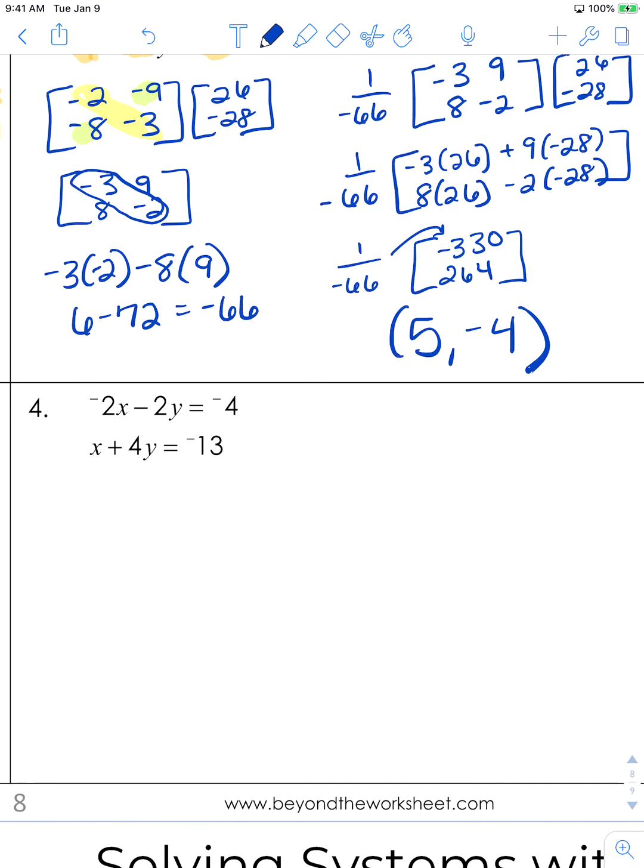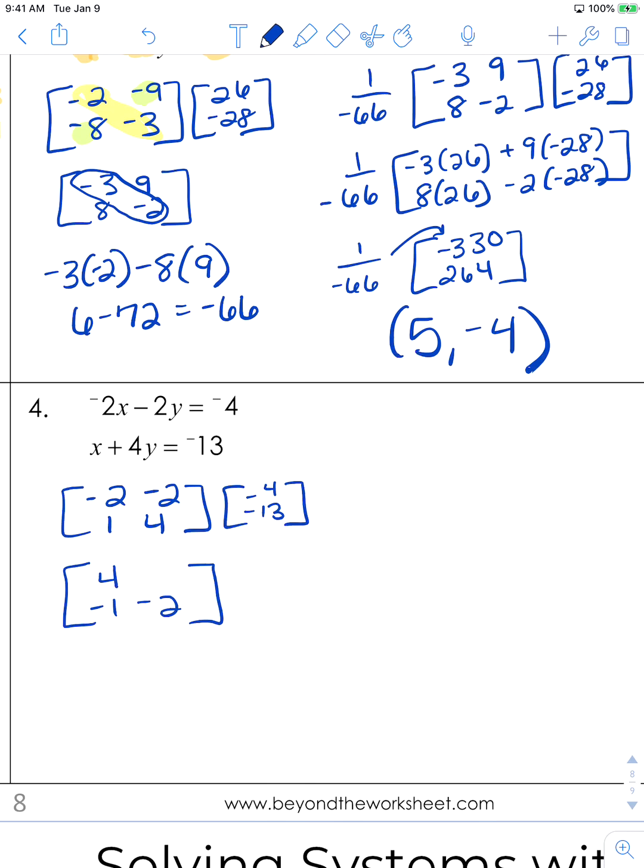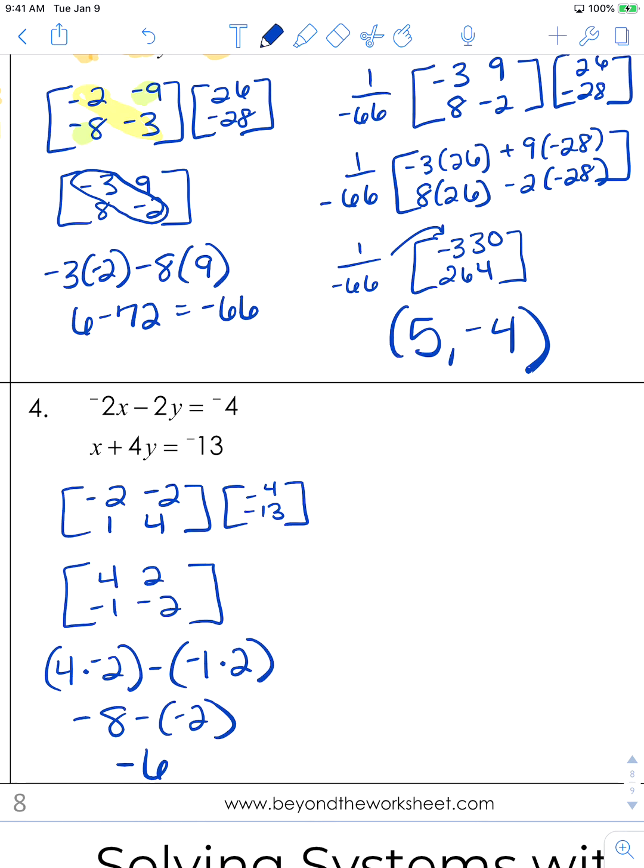Last one. Original matrix is -2, -2, 1, 4. On the outside, we have -4 and -13. We're going to flip-flop these. We have 4 and -2. We're going to change the signs of these. Cross multiply. 4 times -2 minus -1 times 2, which ends up being -8 minus -2 or -6.